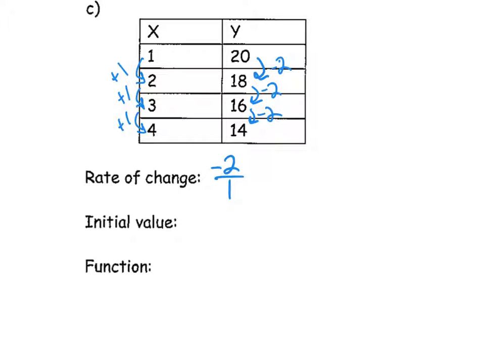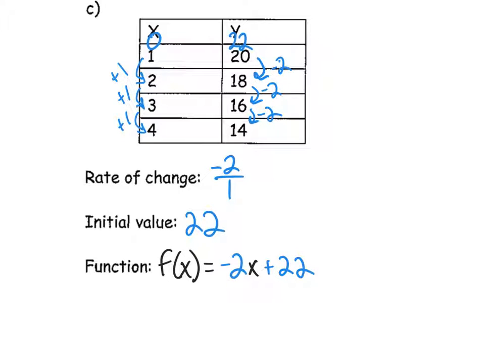Oh, my initial value is not there, darn it. But I could make it 0, 22. Okay. f of x equals my rate of change. I don't even need to put over 1. x is just part of the function formula, plus 22.